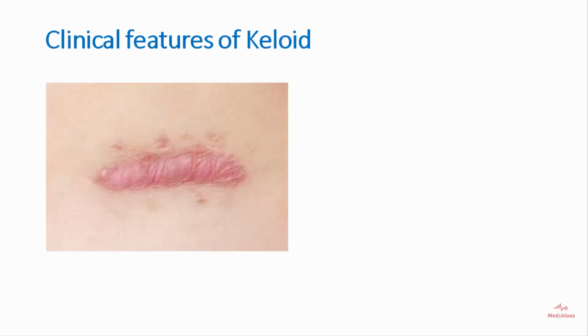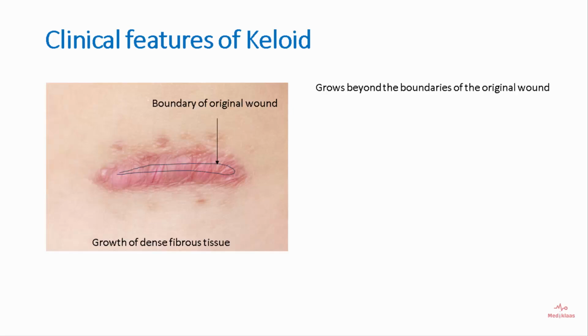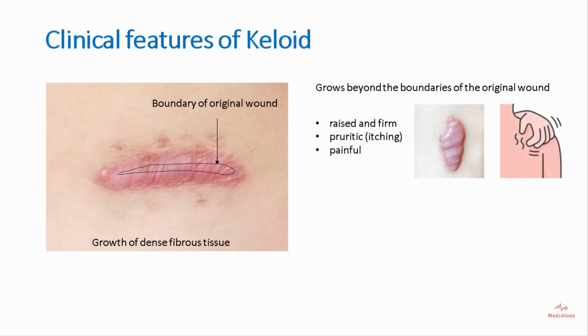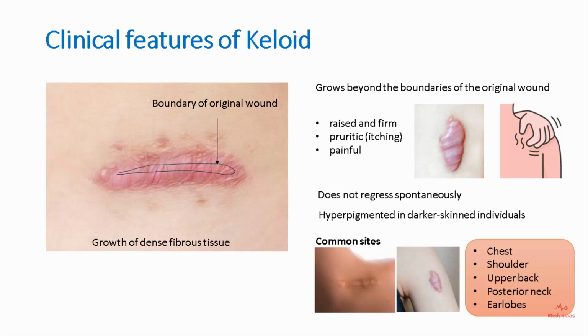Keloid typically is a growth of dense fibrous tissue. It grows beyond the boundaries of the original wound. It is raised and firm, pruritic, and painful. It does not regress spontaneously and shows as hyperpigmented area in dark-skinned individuals. The common sites for appearance are chest, shoulder, upper back, posterior neck, and earlobes.